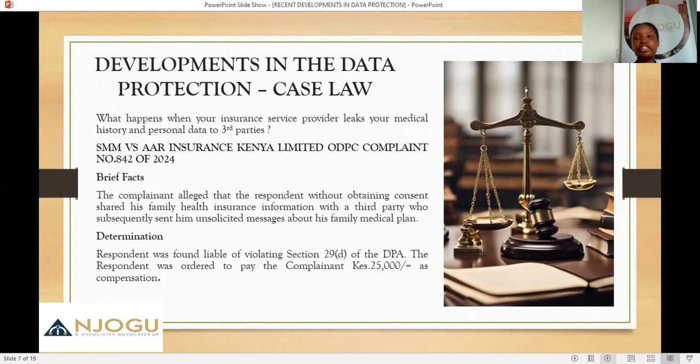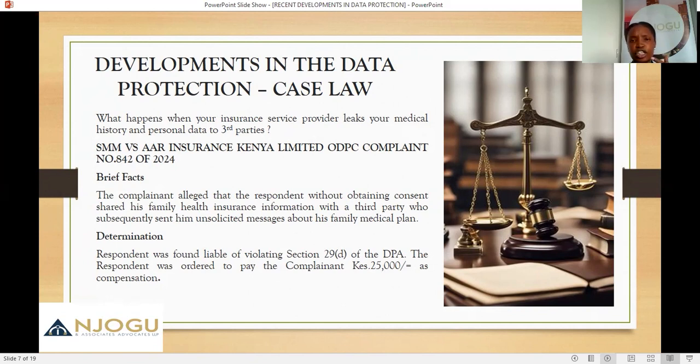We have talked about the principles of data protection. Let's look at the brief facts of this case. When you read it, you will see that when the complainant lodged this case in April, the ODPC started the investigation and heard both parties. The facts were that the respondent, on the 1st of October 2020, entered into an agreement with a third party called Carry Pay Limited.